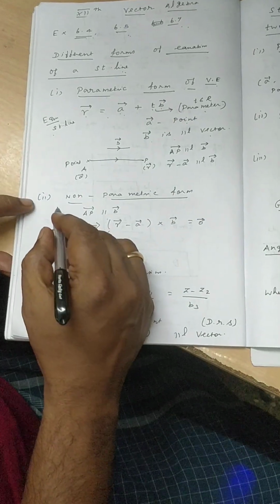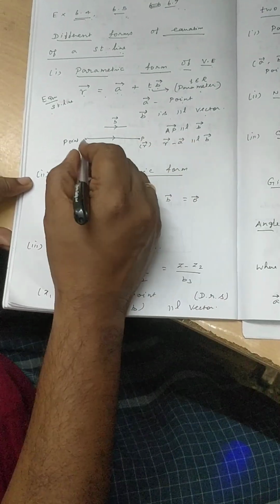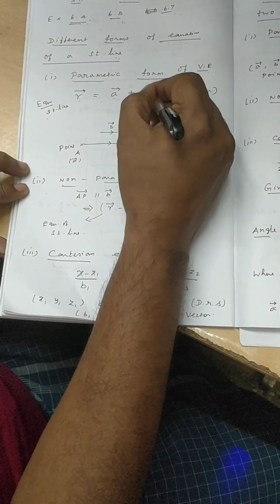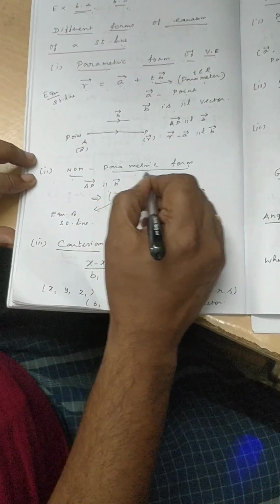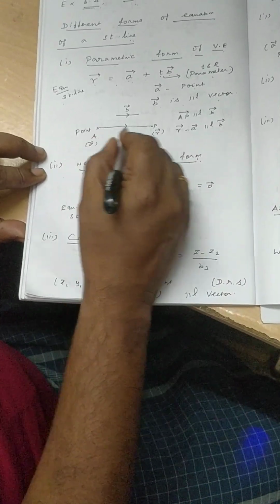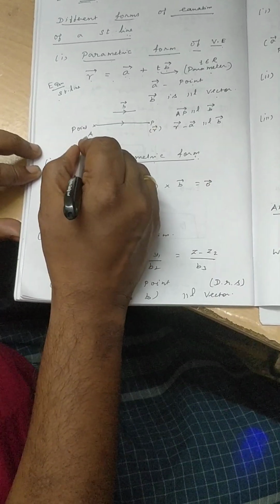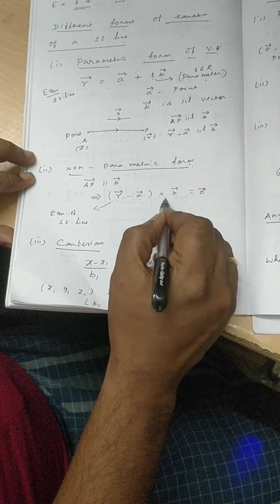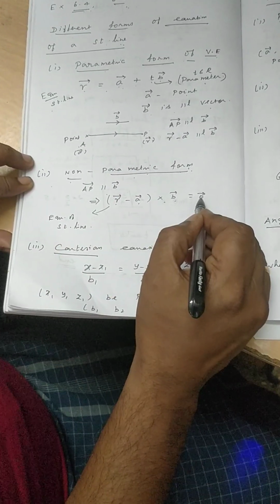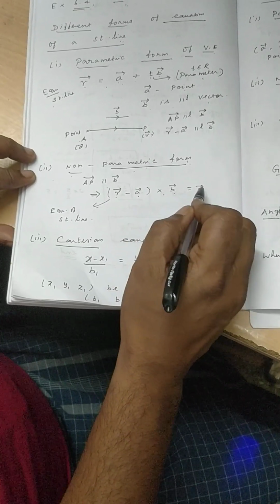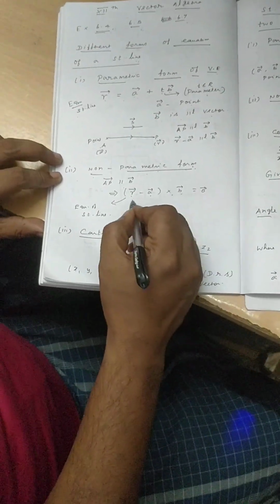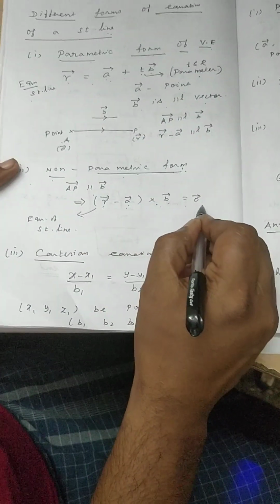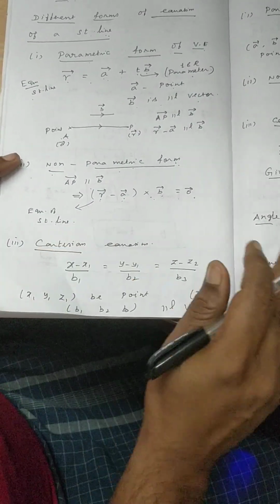The second form is the non-parametric form. Here t is the parameter in the first form. For the line AP, the point has position vector r vector. R vector minus a vector and b vector are parallel, so the cross product equals 0: (r vector minus a vector) cross b vector equal to 0 vector. This is the equation of the straight line.